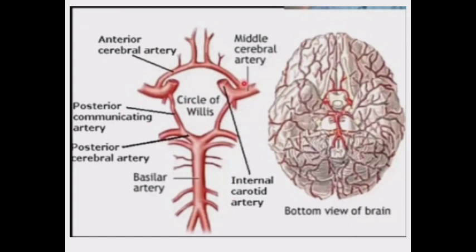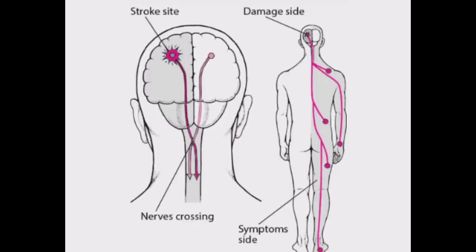Now we will discuss what happens if these different vessels are blocked and what areas of the body are affected by blockage of these vessels. Remember, any stroke in the brain always affects the opposite side. If there is a stroke in the left side of the brain, it affects the right side.